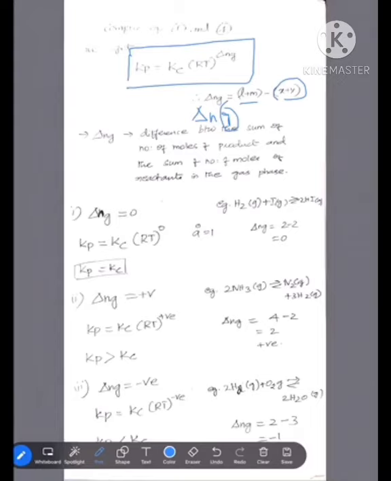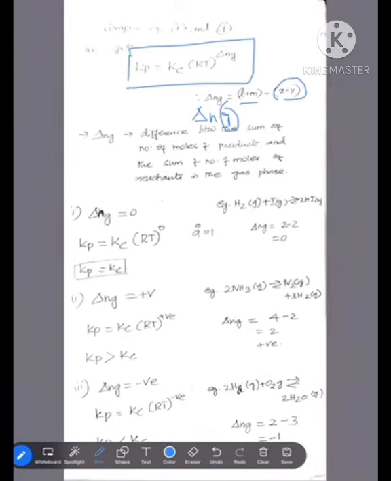So you need to write three conditions for this. When your delta ng is equal to 0, what happens to RT to the power delta ng? Anything to the power 0 is going to be 1, so RT to the power 0 is just 1. Then what happens to your Kp and Kc? The relationship between Kp and Kc is that they are equal.